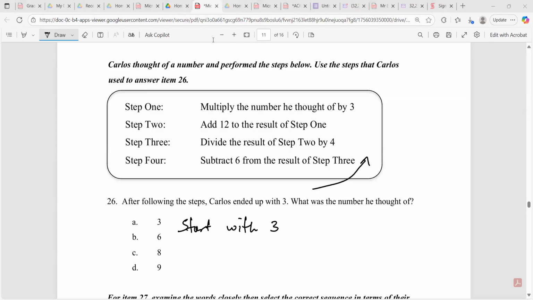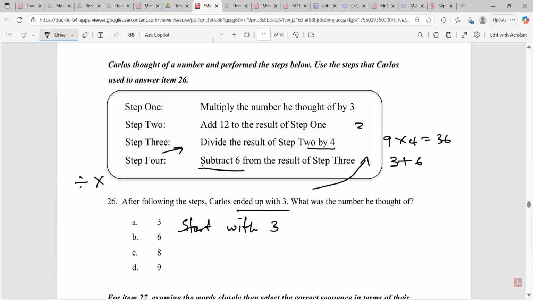So we're going to start with the 3 that he ended up with, and we're going to do the opposite of whatever is happening. So we're going to start from step 4 and go to step 1. So we have 3. It says subtract 6 from the result. Because the opposite of subtract is add, we're going to add 6. So we are at 9 now. On to step 3. It said divide the result of step 2 by 4. Because the opposite of divide is multiply, we're going to multiply by 4. And of course, 9 fours, 36.